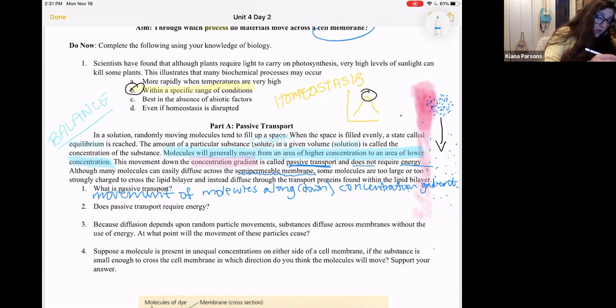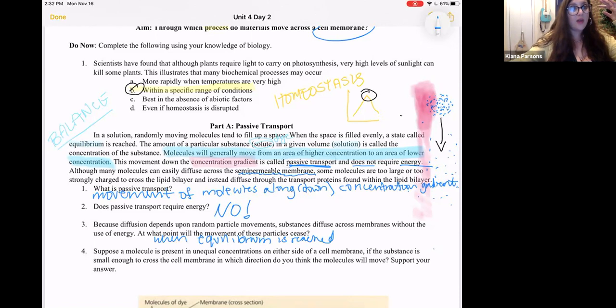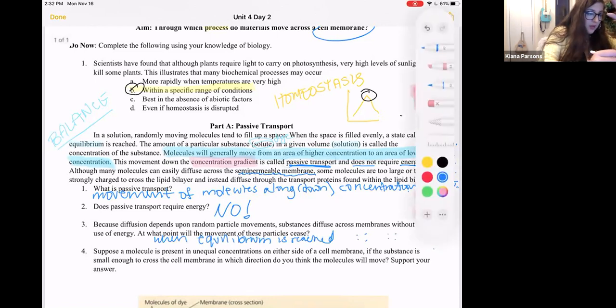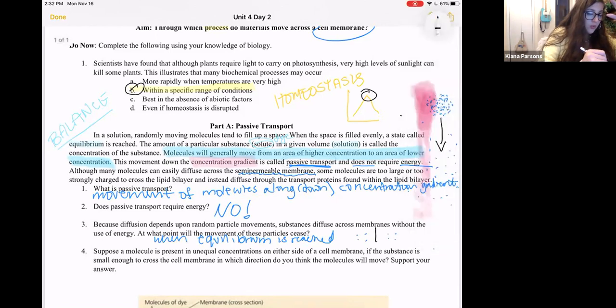So does passive transport require energy? No, it does not. Because diffusion depends upon random particle movements, substances diffuse across membranes without the use of energy. At which point will the movement of these particles cease? When equilibrium is reached. So when there's no more concentration gradient. So once it's equal on both sides, let's draw that out. Once it's equal on both sides, then that's equilibrium. No more movement occurs.